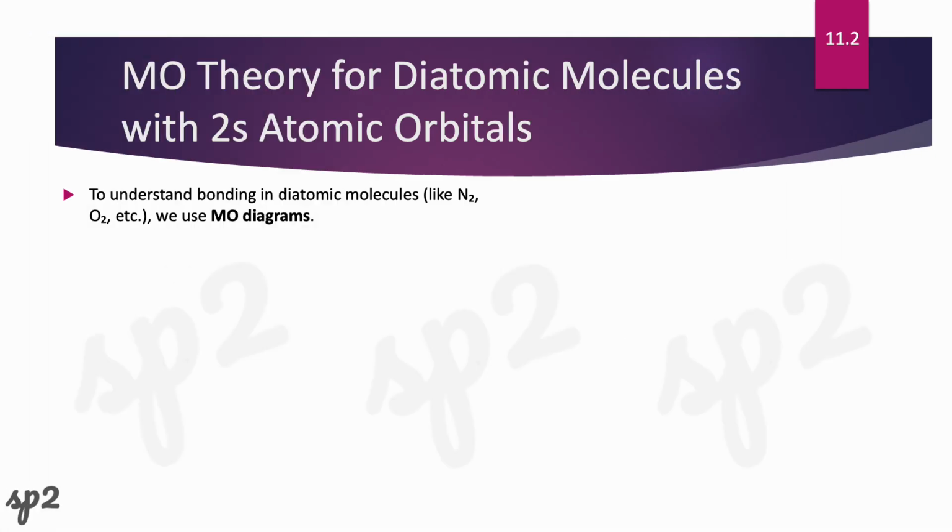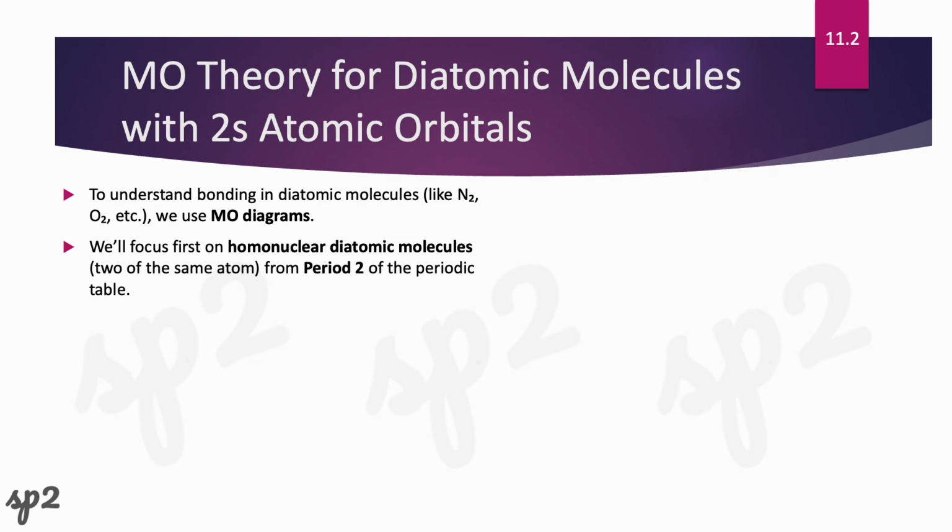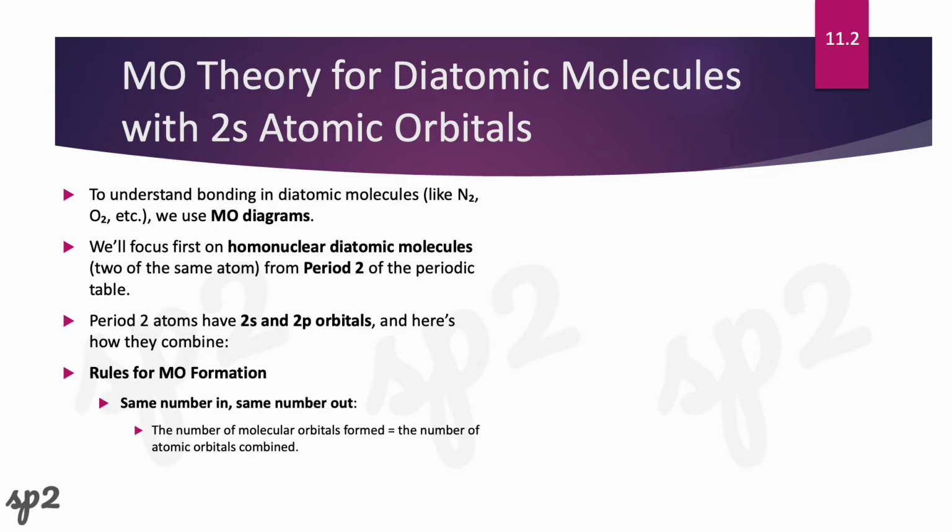Now, to understand the bonding in diatomic molecules, we're going to use molecular orbital diagrams. We're going to be focusing on homonuclear diatomic molecules where we have two of the same atom, and that is going to be specifically for period 2 of the periodic table. When you're looking at period 2, the atoms have 2s and 2p orbitals. And here are the rules for the MO formation. Same number in, same number out. This means that the number of molecular orbitals that we are forming must be equal to the number of atomic orbitals that are combining.